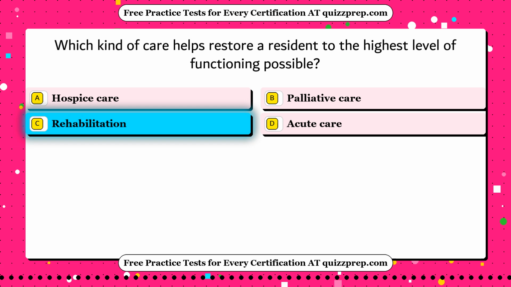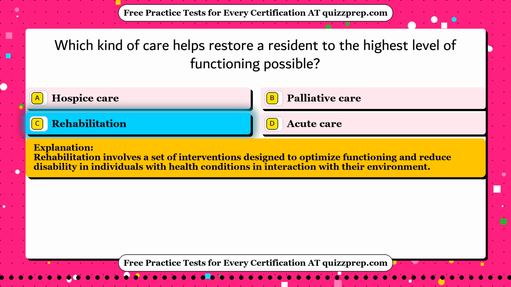The correct answer is option C. Rehabilitation. Rehabilitation involves a set of interventions designed to optimize functioning and reduce disability in individuals with health conditions in interaction with their environment.